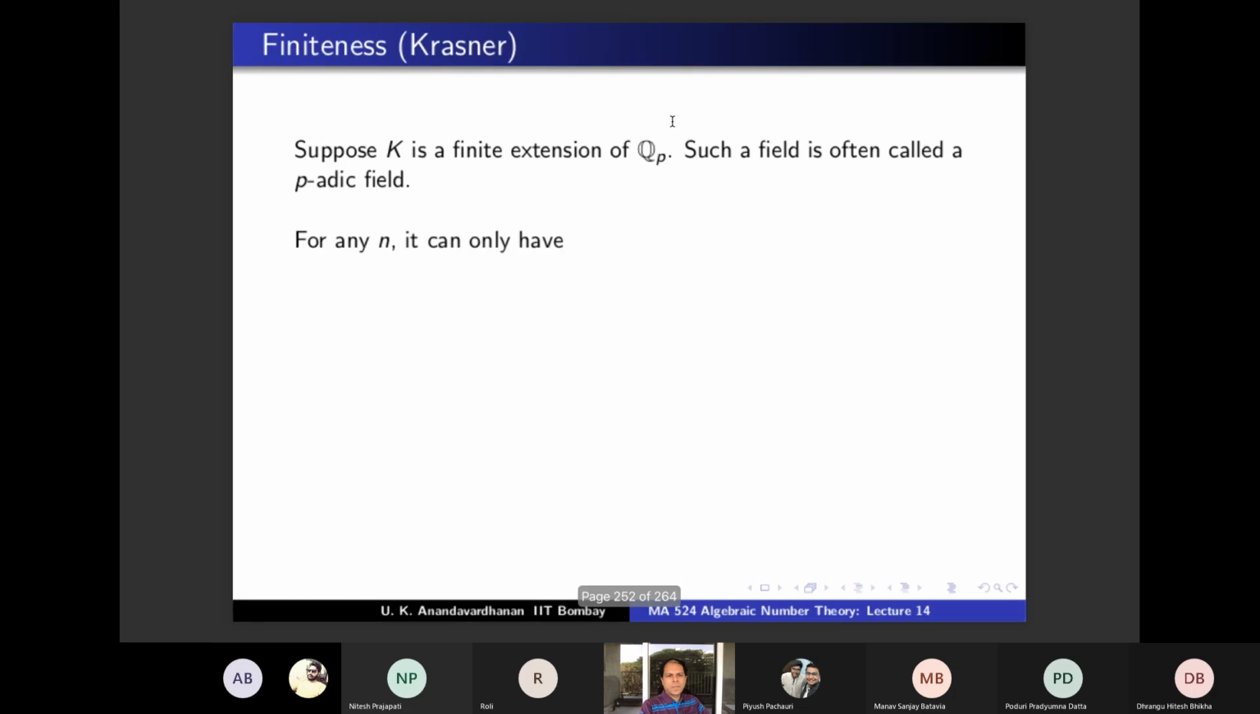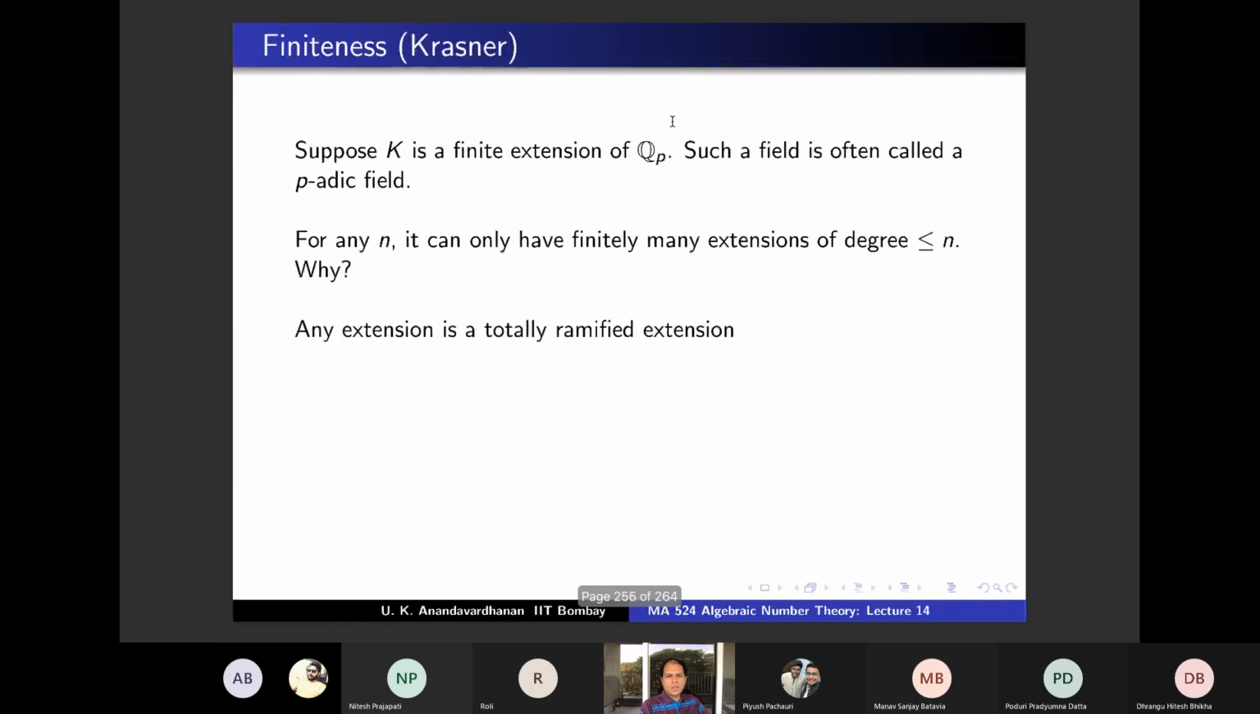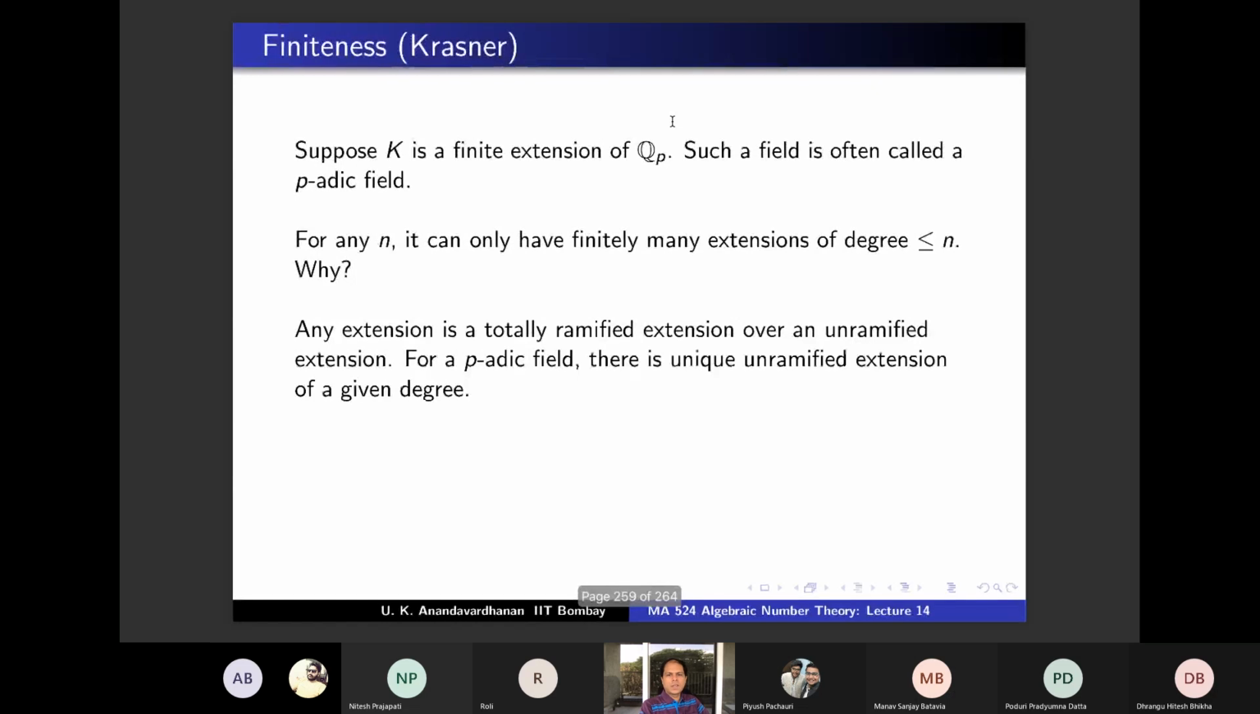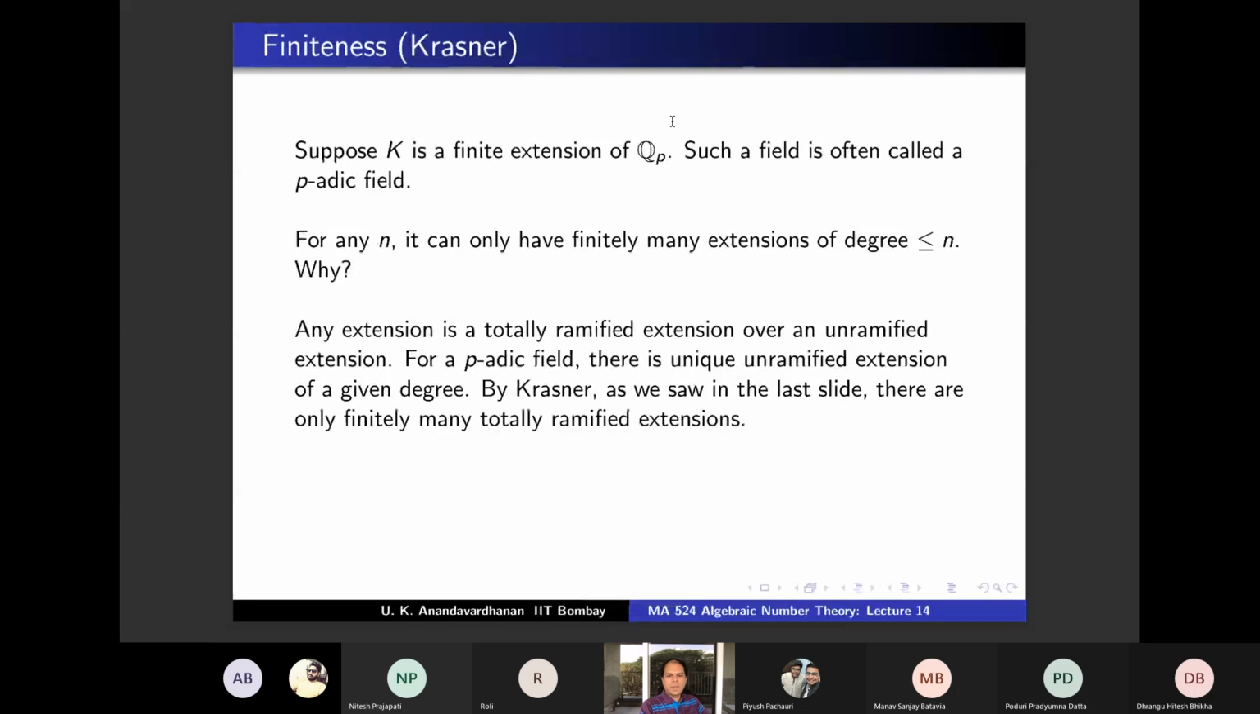So for any n, it can only have finitely many extensions of degree less than or equal to n. Why? The proof is any extension is a totally ramified extension over an unramified extension, and for a p-adic field, there's a unique unramified extension of a given degree. So by Krasner, as we saw in the last slide, there are only finitely many totally ramified extensions. So this is a nice consequence. So even without effectiveness, we got a finiteness result. But what is that number? The effectiveness of that result matters. We are only saying finite.